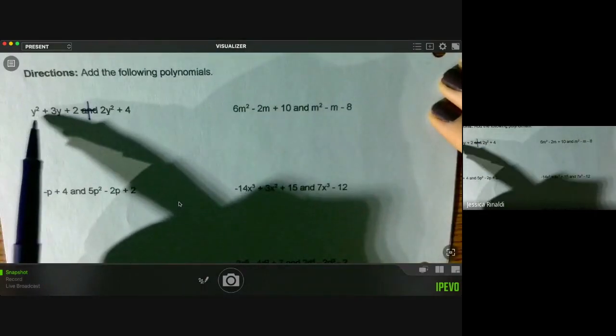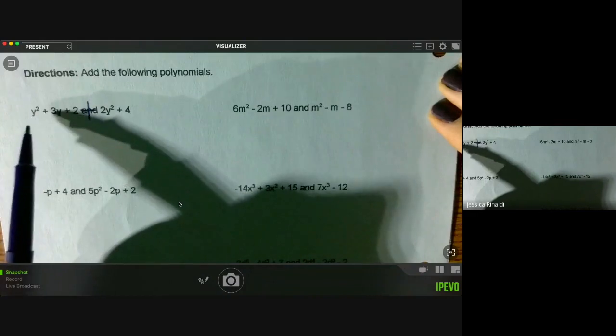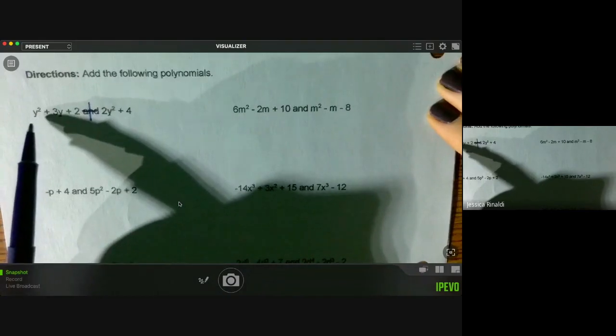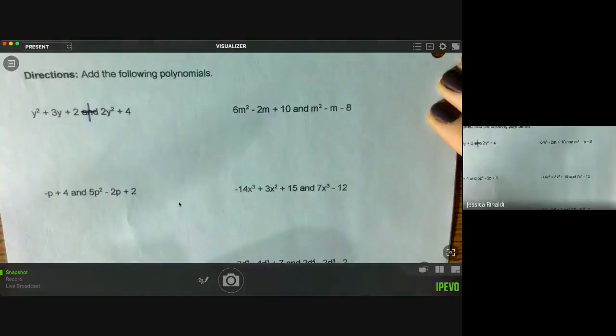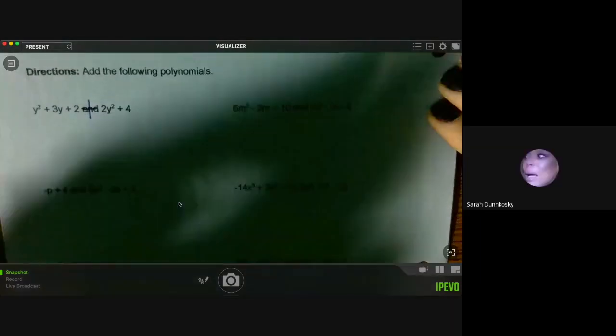I'm going to start by looking for my highest exponent. My highest exponent is a 2. So is there anything I can combine with this 1y squared? Yeah, the 2y squared. Yeah, you're right. So what's 1 plus 2? 3. Good. 3y squared.